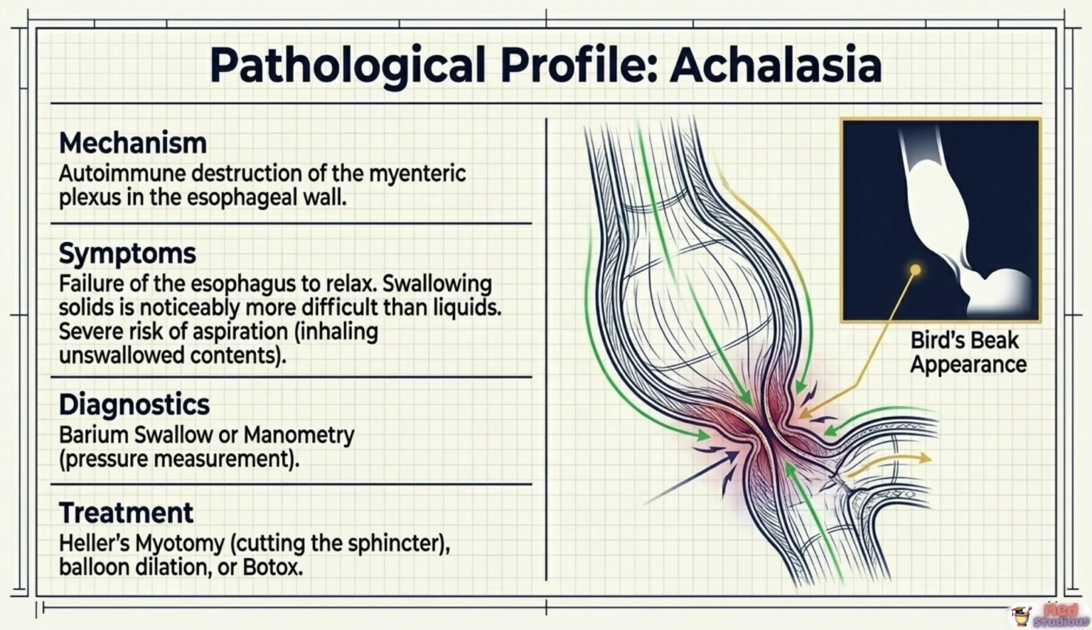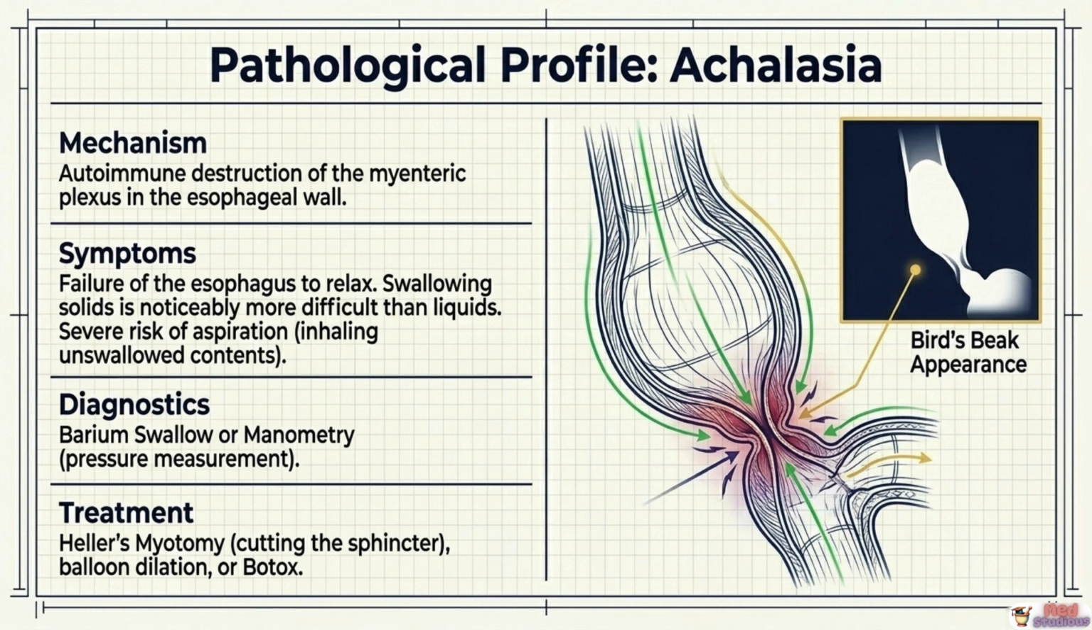Our first ganglionic pathology is achalasia. This is an acquired condition driven by the localized autoimmune destruction of the enteric plexus, specifically within the lower esophageal wall. Because those local ganglia are destroyed, the lower esophageal sphincter completely loses its ability to relax when the patient swallows. The primary clinical symptom is severe dysphagia.